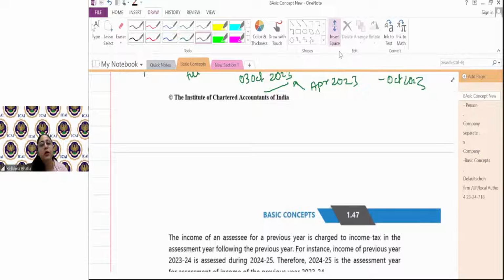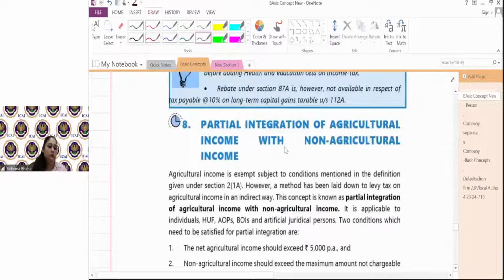Immediately, guys, if you're referring to the book, please jump to page number 83. Partial integration of agricultural income with non-agricultural income. Correct? Okay. Now, what is partial integration of agricultural income with non-agricultural income?